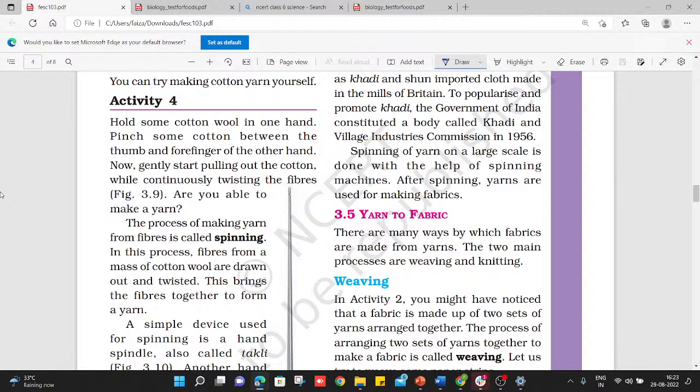Okay, in Hindi, yarn we can say it dhaga. Okay, dhaga, so for a thread, it's sort of a thread thing. The process of making yarn from fiber is called spinning. In this process, fibers from a mass of cotton wool are drawn out and twisted. This brings the fibers together to form a yarn.